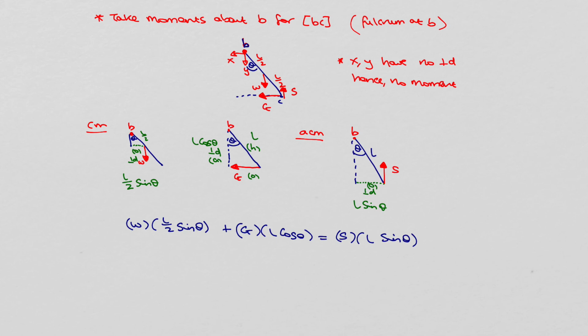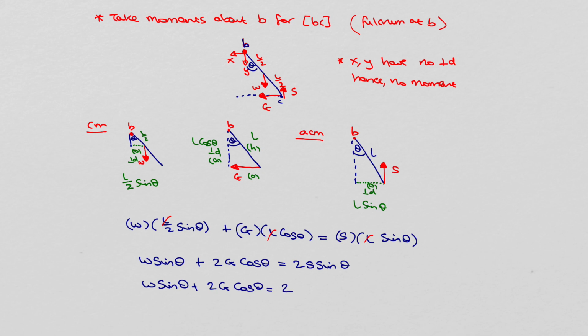So is there anything I can divide across thereby to make this easier? Well, I can see I have an L common all the way across. And then if I multiply across by 2, that'll eliminate my fraction. So that leaves me with W sine theta plus 2G cos theta is equal to 2S sine theta. And what do we know about S? Well, we know that S is 5W over 4. So that's W sine theta plus 2G cos theta equals 5W over 4 times 2 sine theta.